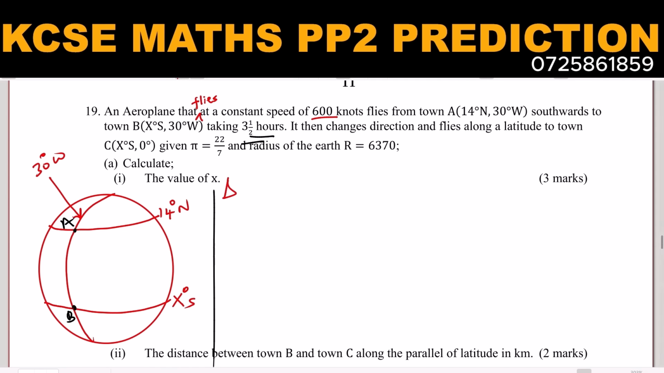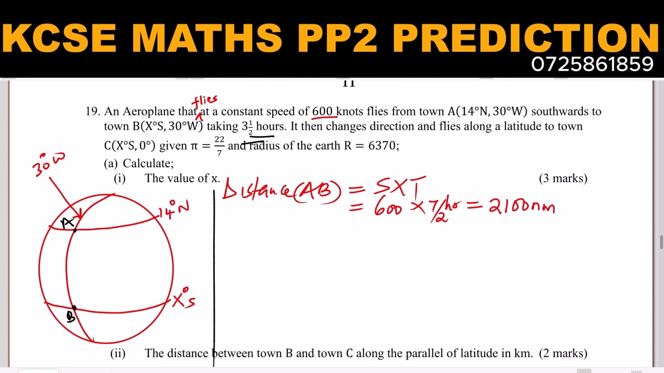So distance AB will be given by speed times time, and the speed is 600 knots, times time 3.5 hours, that is 7/2 hours. So when you get these, you get the distance in nautical miles using the speed in knots and time in hours. So this will give 2,100 nautical miles.